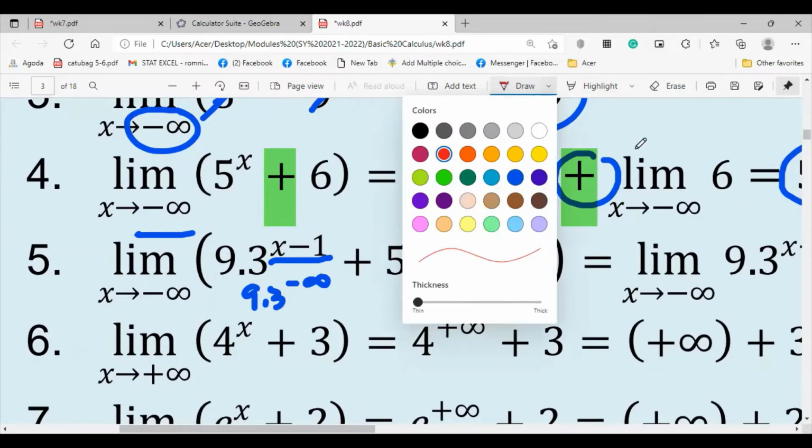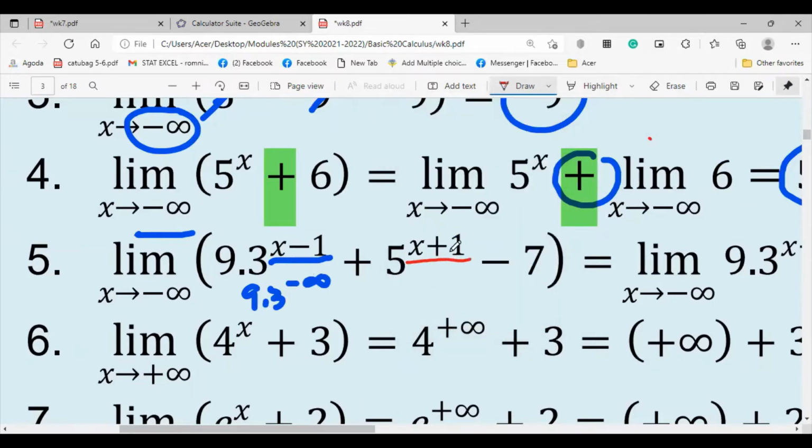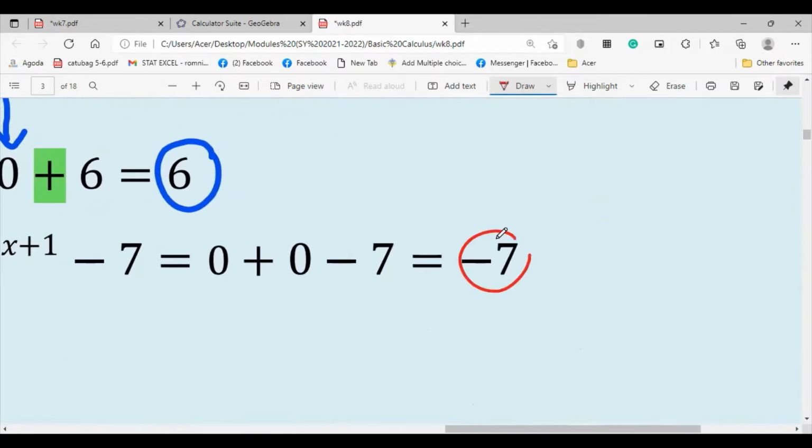So what about kay dito? This becomes negative infinity plus 1, which means a negative infinity plus 1 is still negative infinity. So you have 5 raised to negative infinity, and this is minus 7. 0 lang to. This is also 0. O di ang sagot ay negative 7. You see how quick it is, class? That is exponential. Kaya ang sagot dyan, negative 7 lang pa.